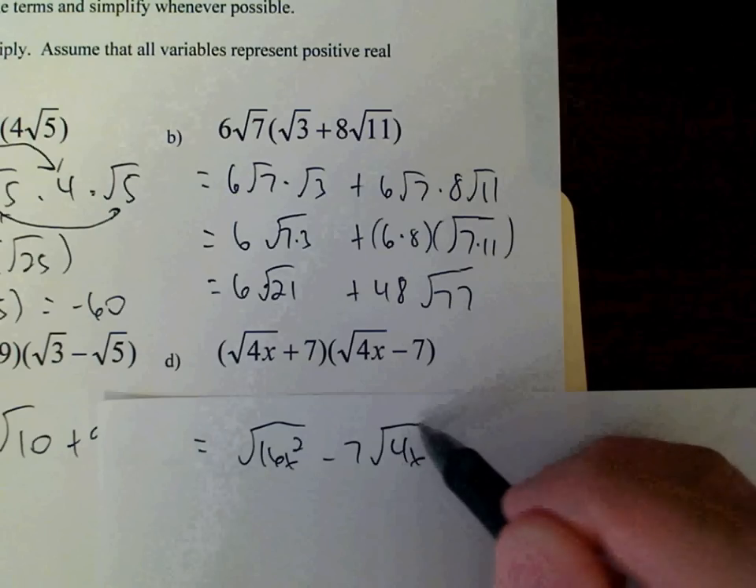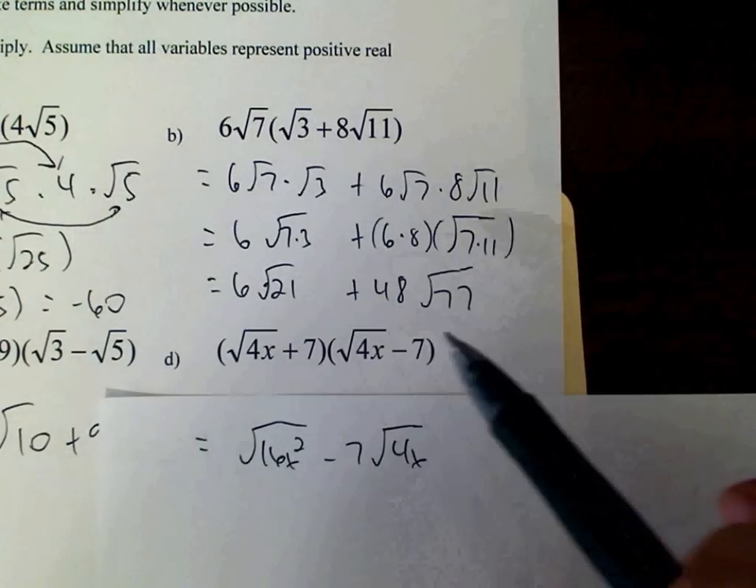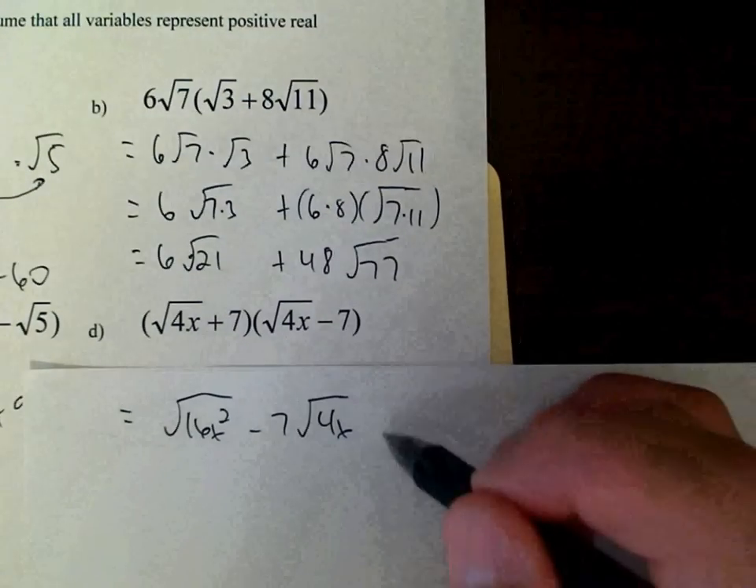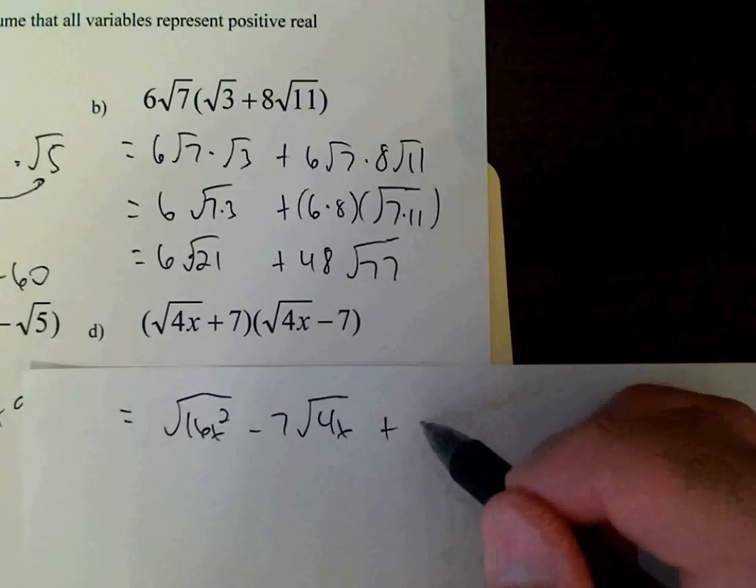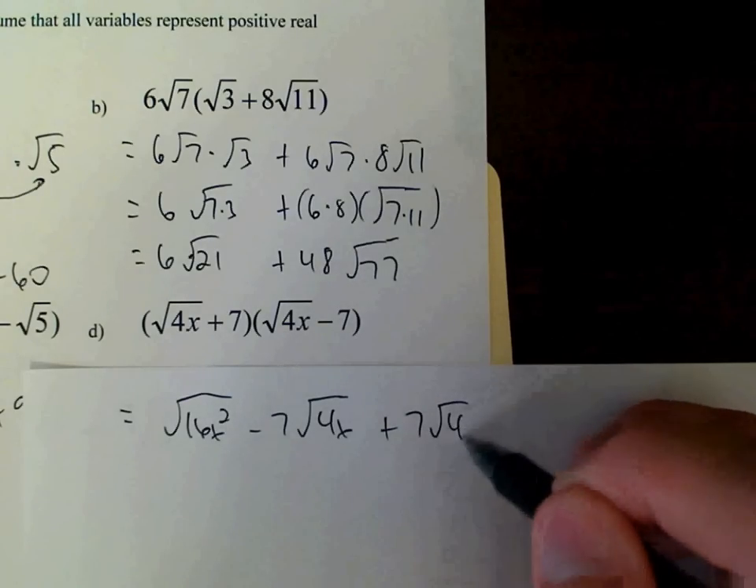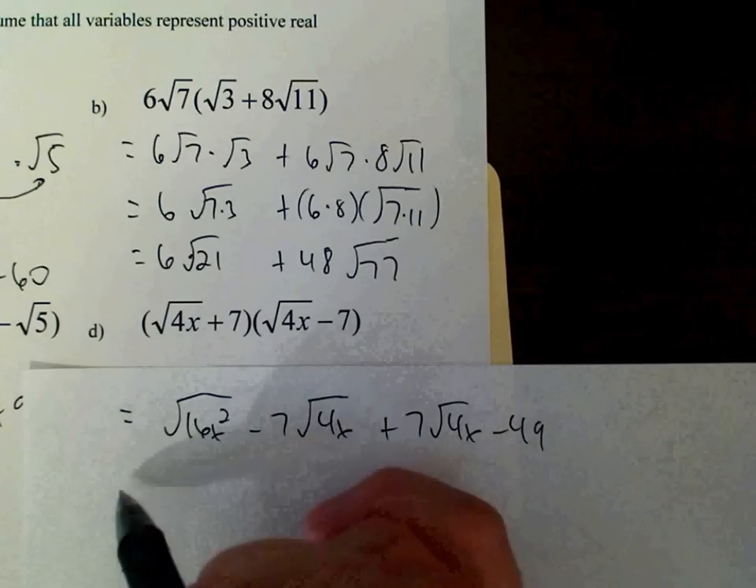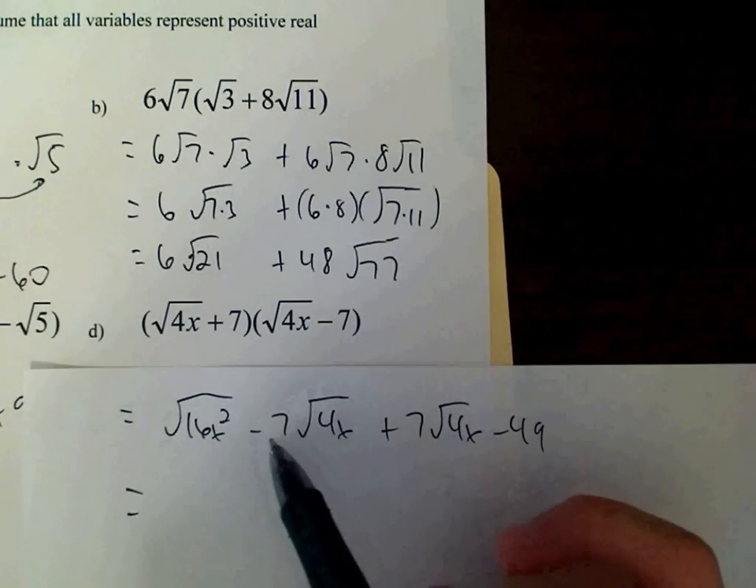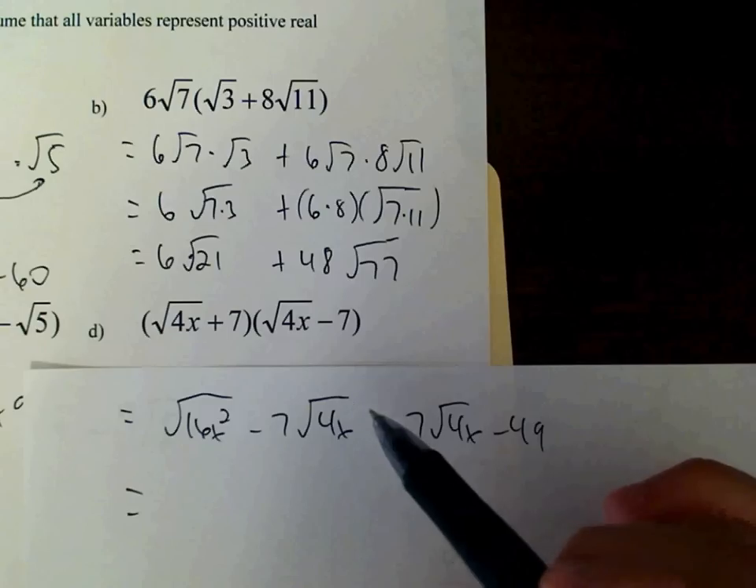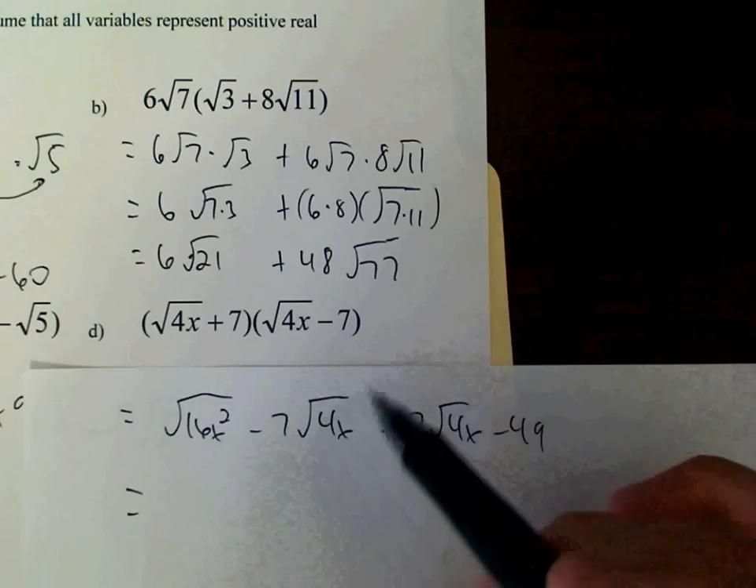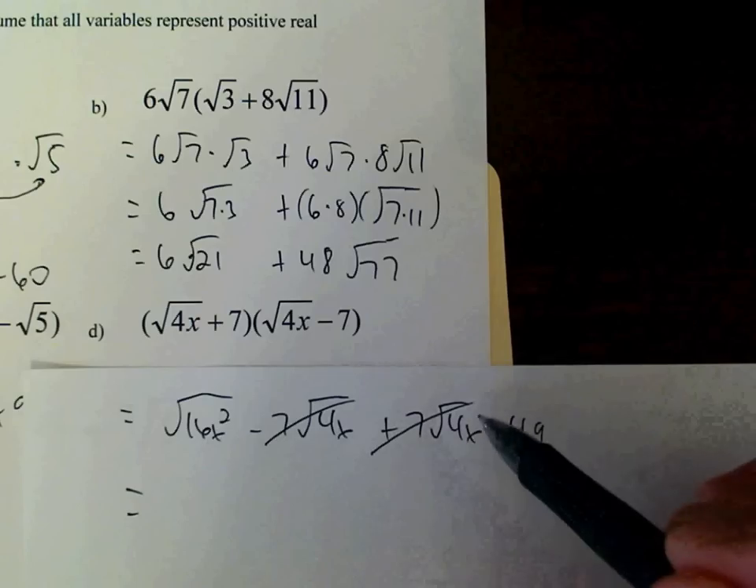Now you easily could have simplified first, but that's okay. Let's just go ahead and do it like this. Plus 7 times the square root of 4x, which is plus 7 square root of 4x. And then 7 times negative 7 is negative 49. Now watch what happens. These two middle terms, negative 7 square root of 4x plus 7 square root of 4x, are like terms. And then negative 7 plus 7 is 0, so they're gone.